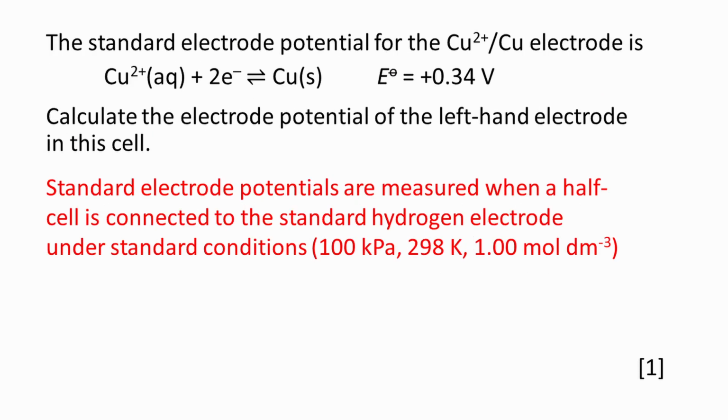Standard electrode potentials are measured when a half cell is connected to the standard hydrogen electrode under standard conditions. Any gases present must be at a pressure of 100 kilopascals. The temperature must be 298 Kelvin. The concentrations of aqueous ions must be 1.00 moles per decimeter cubed.